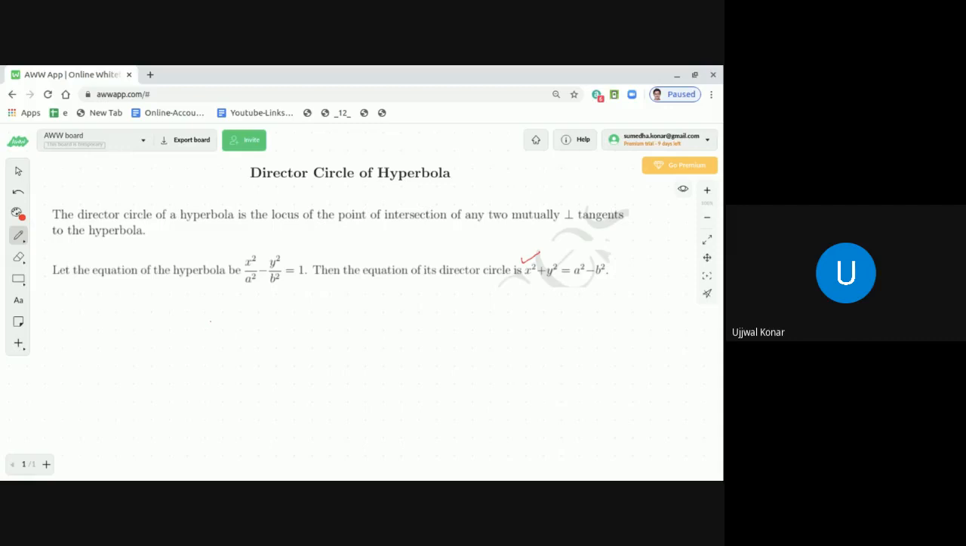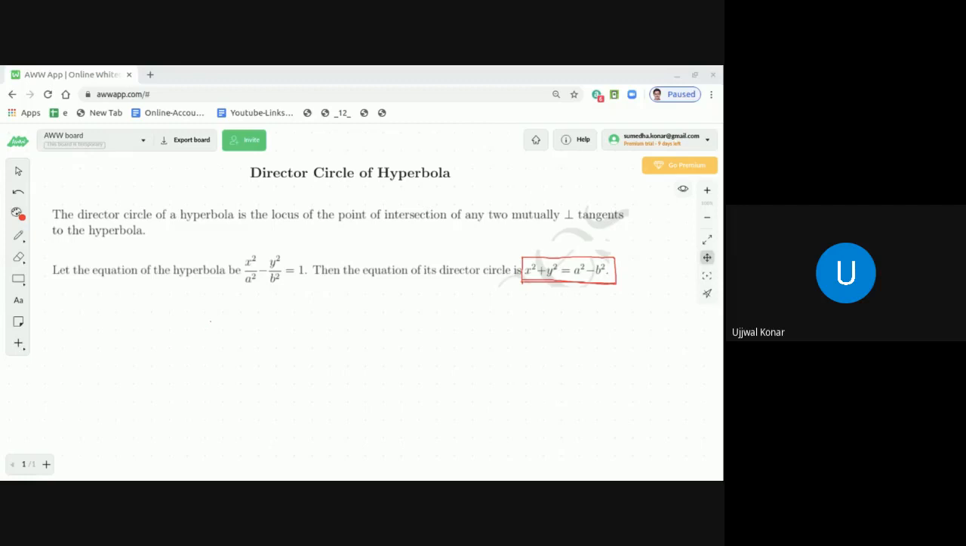Dear students, I hope you got it very clear about the director circle. I'm not drawing any diagram as far as the director circle is concerned. As I said, it is exactly like ellipse, so you can follow it from there as well.